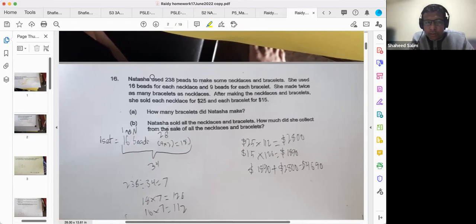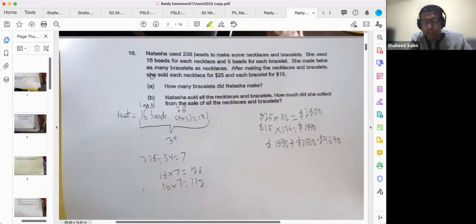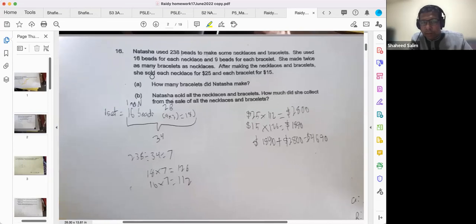He used 238 beads for necklaces. He used 16 beads for each necklace. So one set is 16 beads plus 18 beads for bracelets, since she made twice the number of bracelets. So one set is 28, correct? Well done. Not 28 lah. 18 plus 16 is how much? 34, correct. Oh, 2 bracelets. I thought you wrote 28.